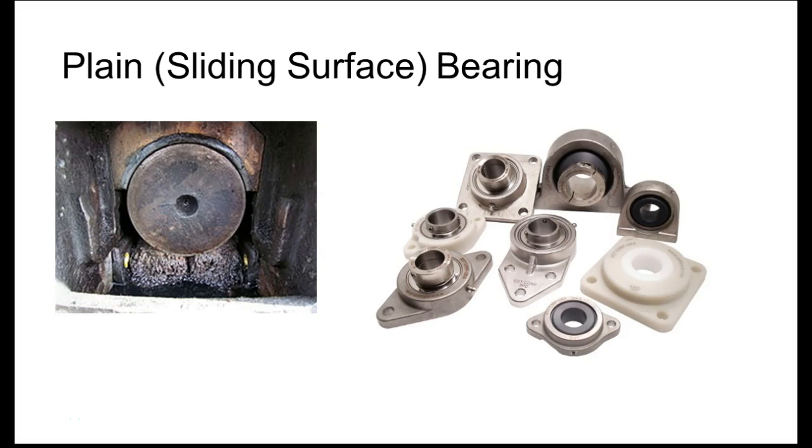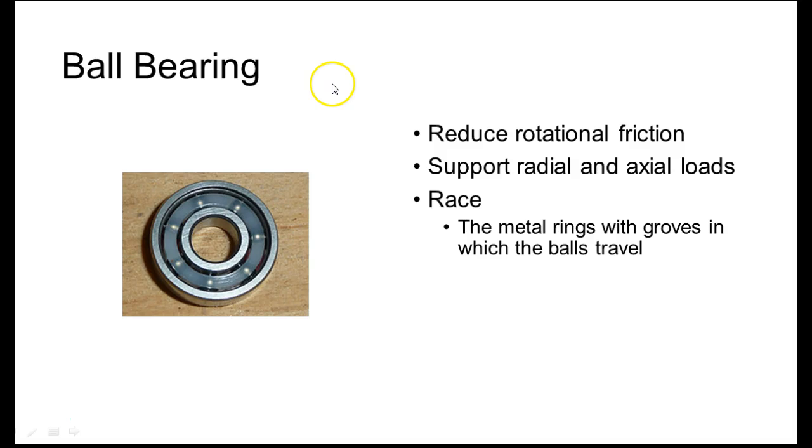Those are for bearing oil, because these are literally two surfaces rubbing together. So the only lubricant they get, to reduce friction, is the oil that you put in there. So these are called plain bearings, or sliding surface bearings. Those are the same thing. Are we okay? Then ball bearings. Okay, we're okay.